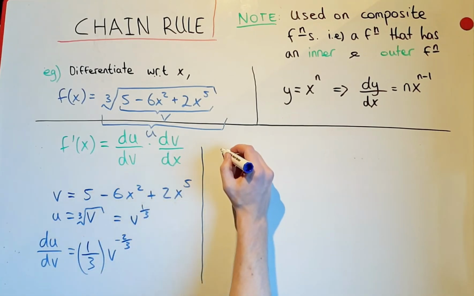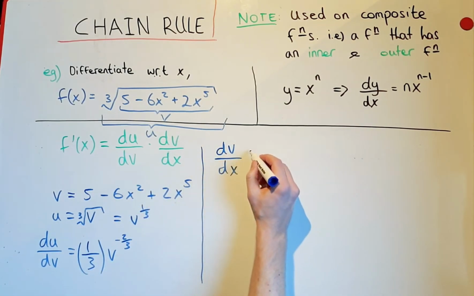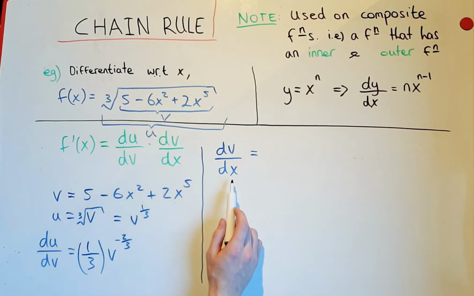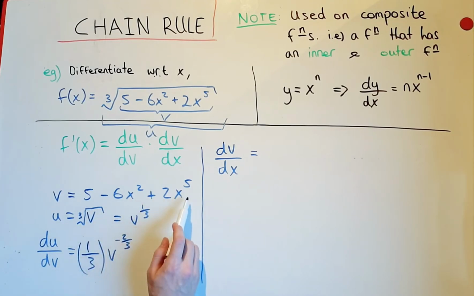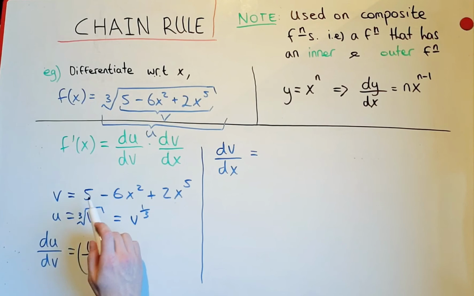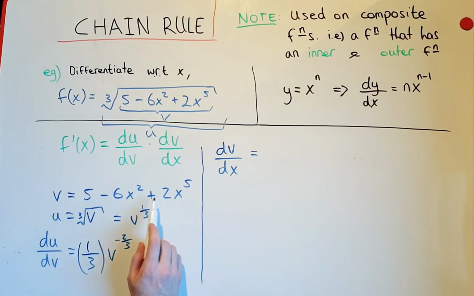So the second part then is the dv dx. Now this is the inner function differentiated with respect to x. So 5 minus 6x squared plus 2x to the 5. So you can see that we're going to be using this rule that I've written up here twice in this function. As we know, constants when differentiated go to 0. So we just need to worry about these two expressions within v here.